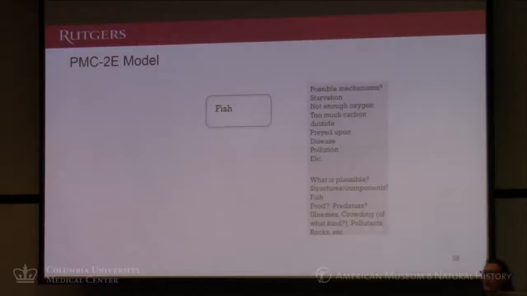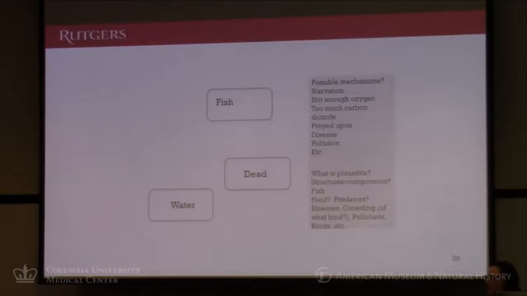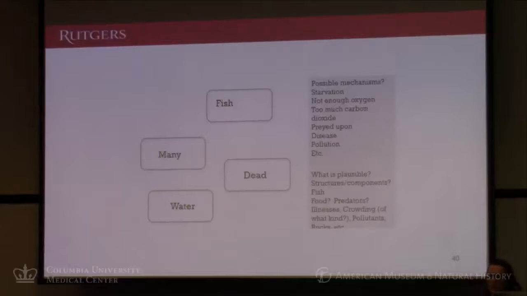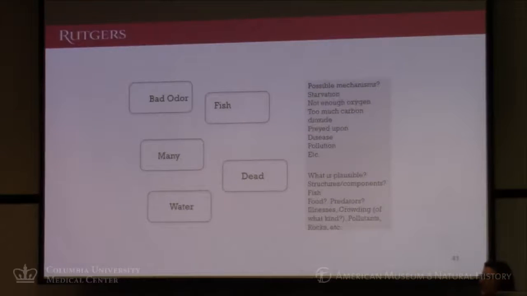So then to build the PMC2E model, you could start with your parts. And so they will say fish, dead, water, they'll name anything. And that's fine at the outset. We want this to start operating as a system. So pretty soon, they're going to start adding components or pieces to that system that we then want to help them organize to get this in working order to explain something that's dynamic.